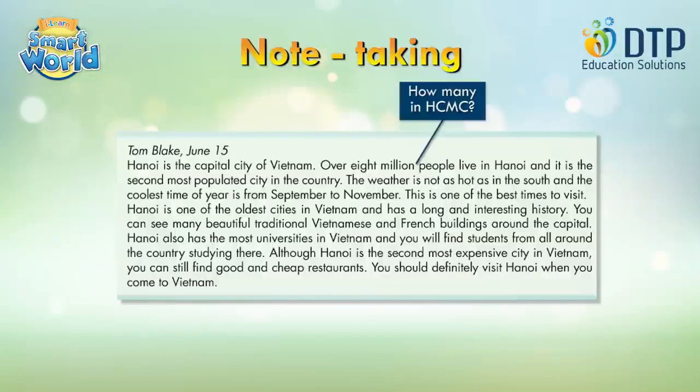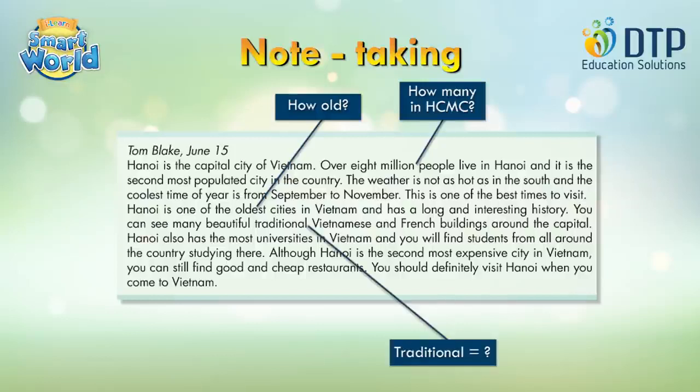It says that Hanoi is one of the oldest cities in Vietnam. Well, how old is Hanoi? And it says we can see many beautiful traditional Vietnamese and French buildings. Now, I'm a student, I don't know what traditional means. So I need to highlight that and define what that means.